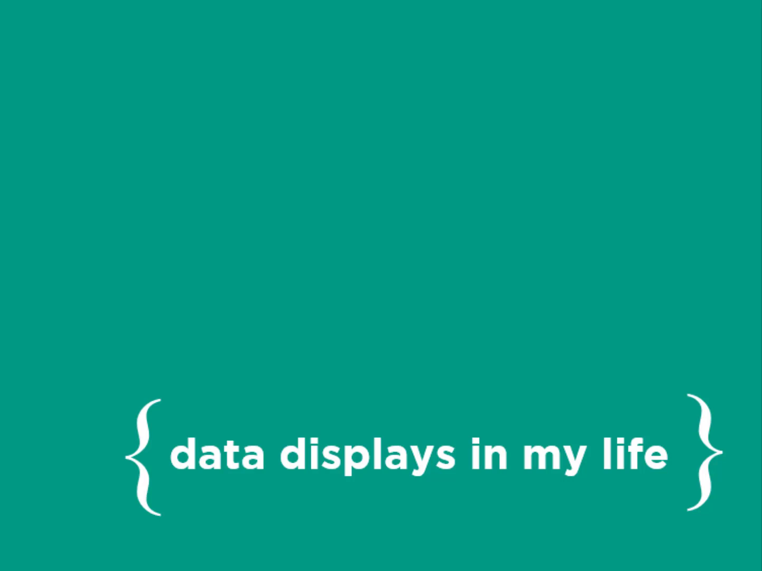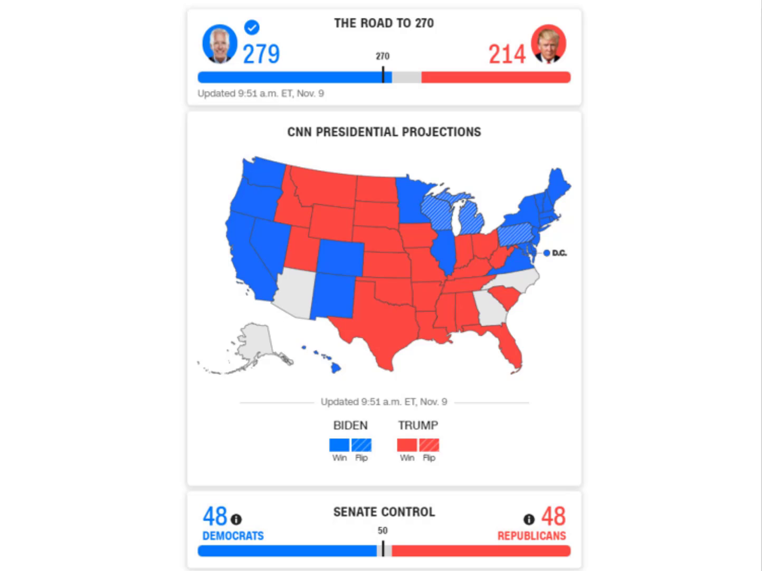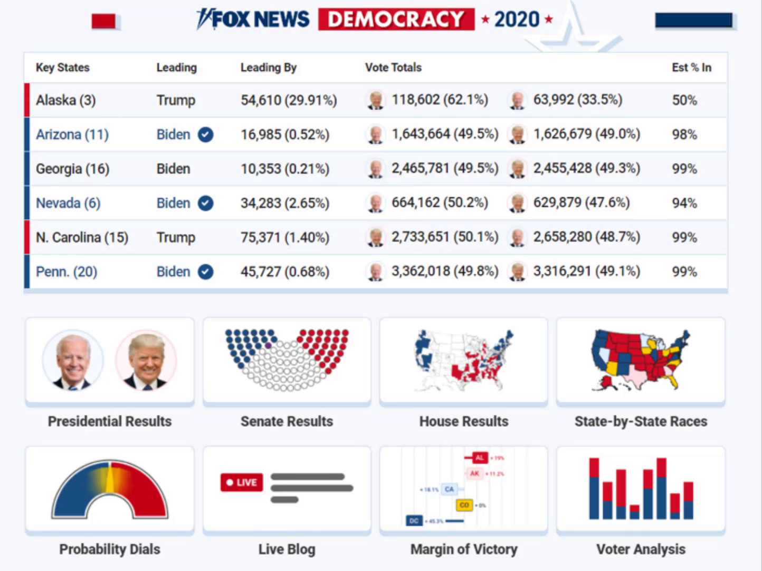We are constantly being presented data in our everyday lives. Think about the ways in which data about the election were shared across spaces and places. This is a set of graphics captured from CNN on November 9th and from Fox News.